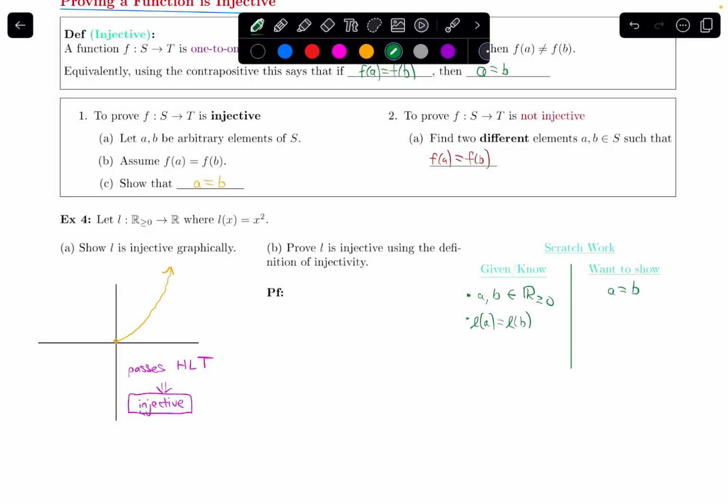Well, okay, what does it mean that L of a equals L of b? If I plug into my formula, that means a squared, that's the left side, equals b squared. So somehow from this, I need to be able to conclude that a equals b.